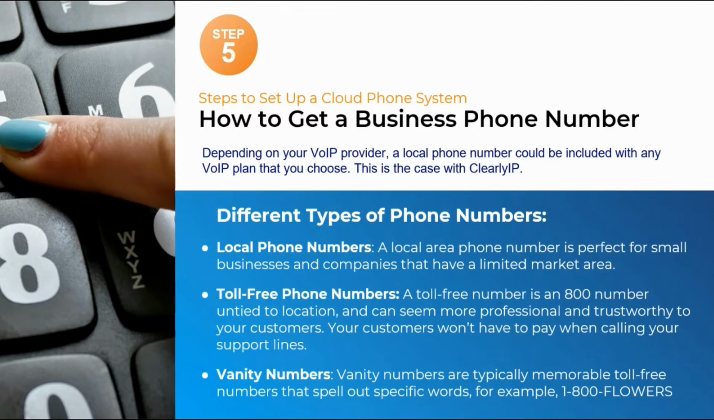You can ask for vanity numbers. Vanity numbers are typically memorable toll-free numbers that spell out specific words. For example, 1-800 call taxi, or something in that sector or industry, or whatever spells out a word that relates to your business. So these numbers are recognizable and people can really remember them. At ClearlyIP, we offer phone numbers in all the states and throughout Canada, and actually in 80 countries globally. So if you are looking for new phone numbers across the globe, we're happy to help you with that.